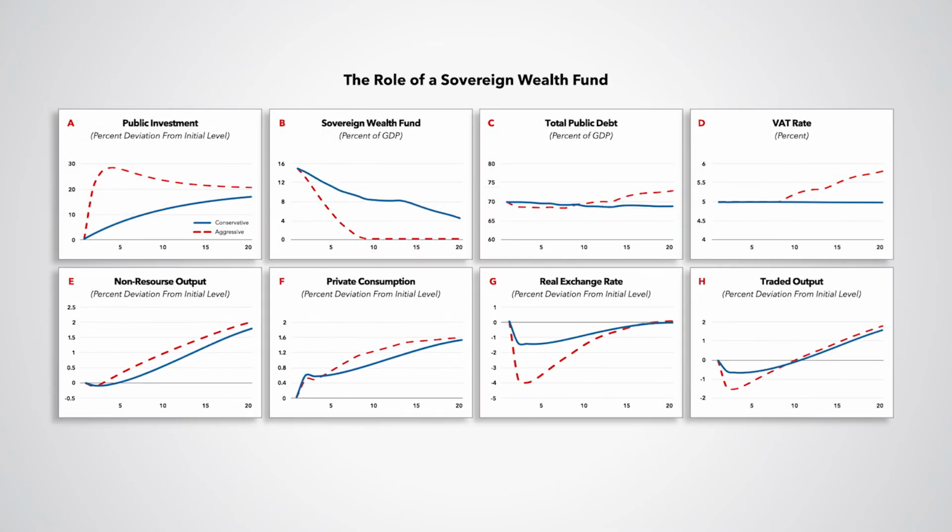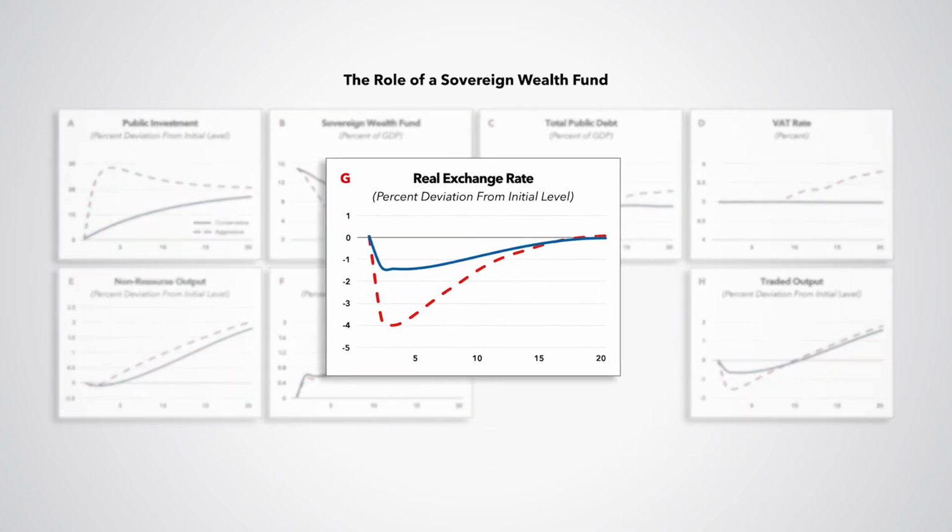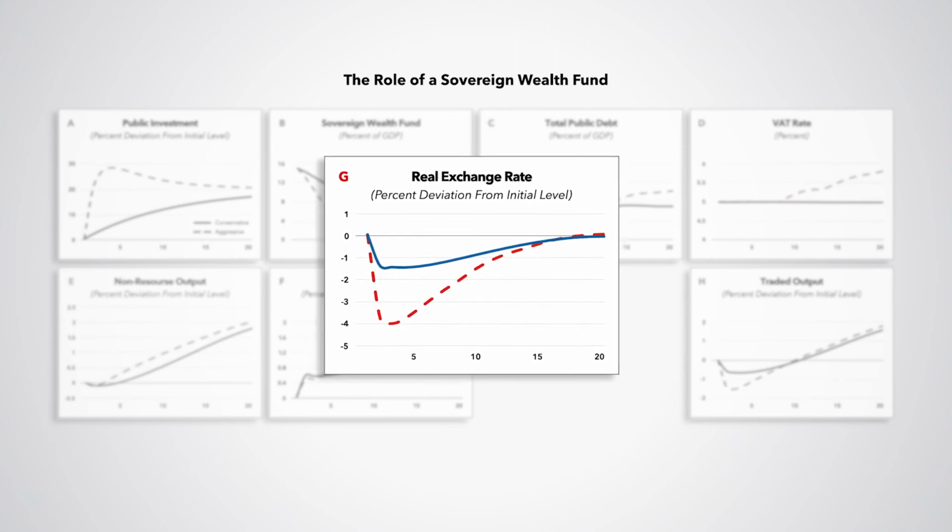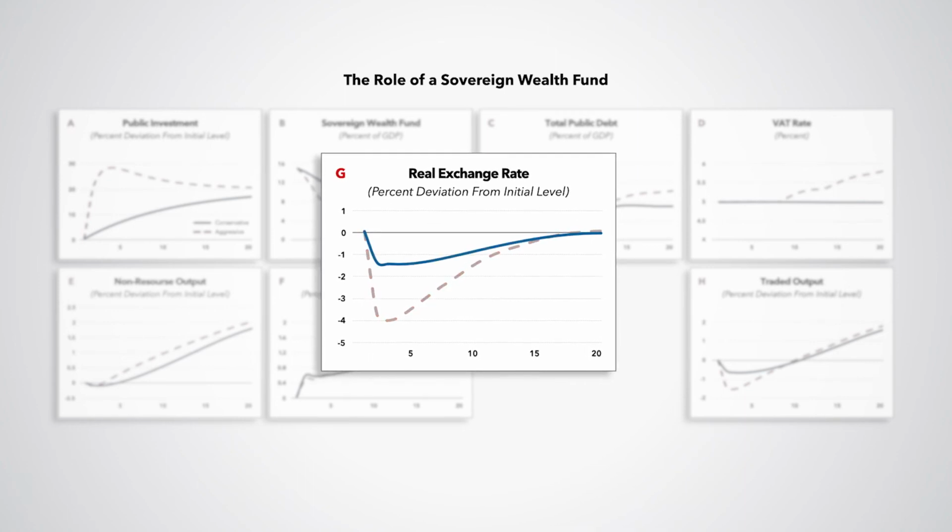A final lesson that we can draw from this example is that by saving part of the natural resource inflows in a sovereign wealth fund, the government can help mitigate Dutch disease effects. These are effects related to the real exchange rate appreciation and losses in the non-resource traded sector, which arise from the inflow of foreign currency derived from exports of natural resources. Note that the real exchange rate decreases by more, and therefore it appreciates to a larger extent under the aggressive approach than under the conservative approach.